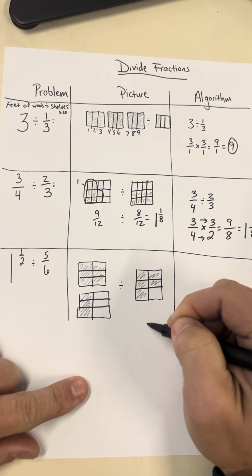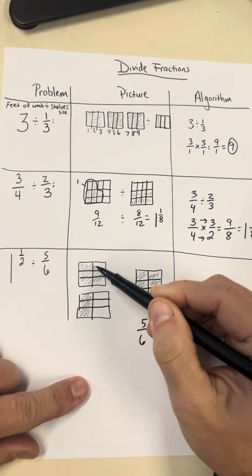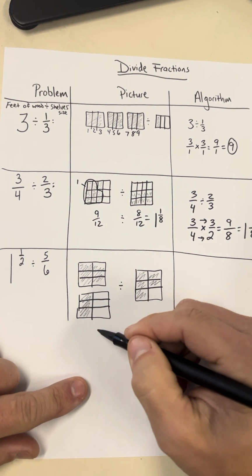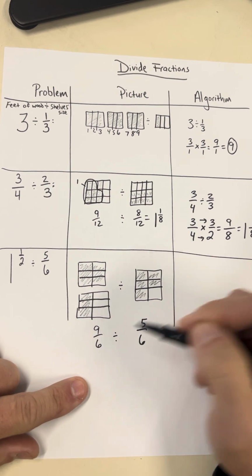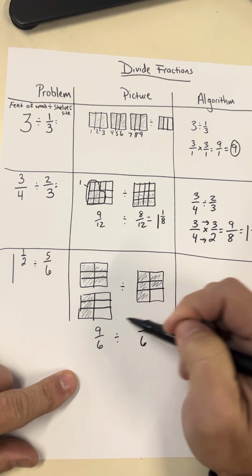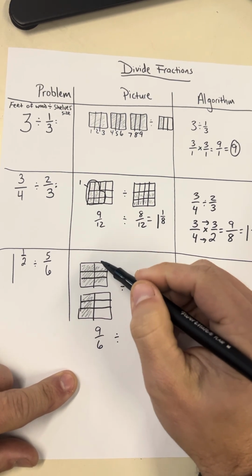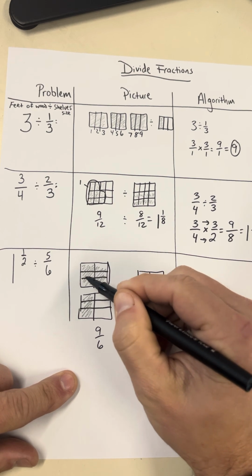And now I ask myself, okay, well, here's 5/6. How many 6ths do I have here? Well, there's 6/6. That's a whole. 7, 8, 9. Here's 9/6, which means over a whole. So how many 5/6 can I get out of 9/6? Or how many 5s can I get out of 9? So here's my target. I'm going to go ahead and see how many I can get.